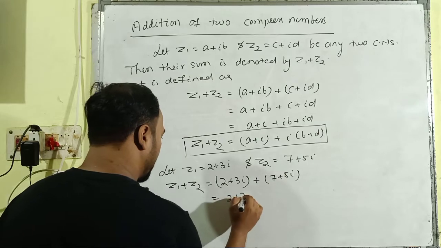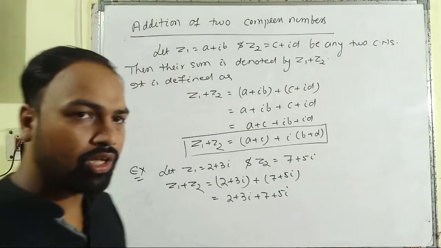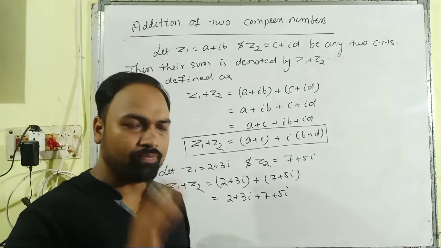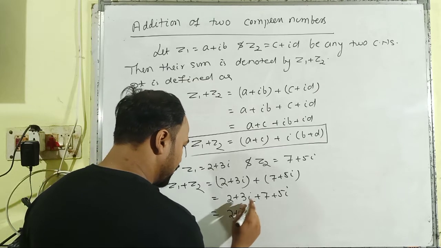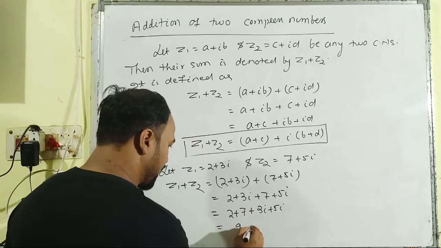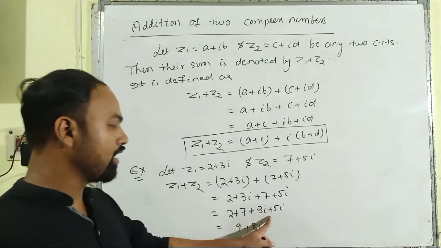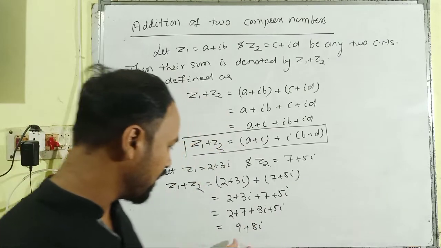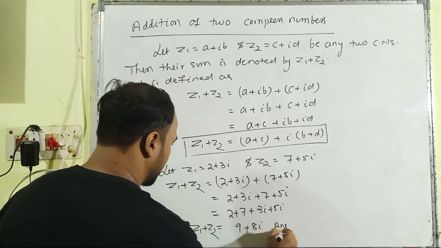For the simplification, according to the procedure of the addition of two complex numbers, we just have to add the real part with the real part and the imaginary part with the imaginary part. That means we have to add 2 with 7, 2 plus 7, then combine 3i with 5i. Here 2 plus 7 is 9, and 3i plus 5i will be 8i. No need to take a common i from the last two parts because the imaginary parts can be added with each other. So the final answer, Z1 plus Z2, is 9 plus 8i, and this is your complete solution.